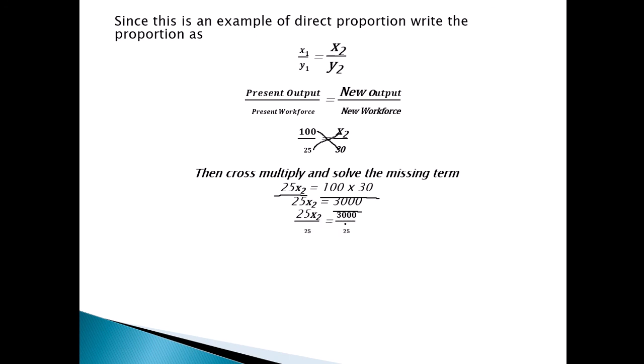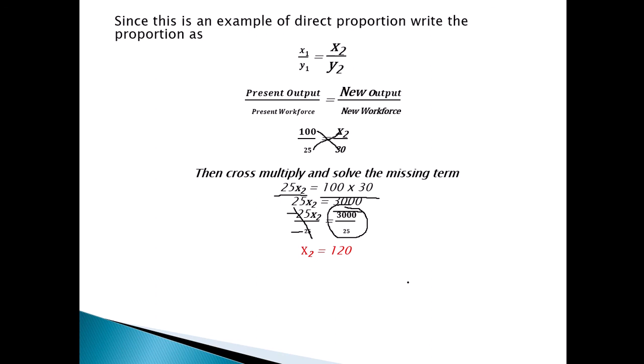In order to do that, we divide both sides by 25. Again, we divide both sides by 25 for us to cancel out 25 here, so that we will have x sub 2 on the left alone. And then we simplify 3,000 over 25. And after simplifying, we get the answer 120.